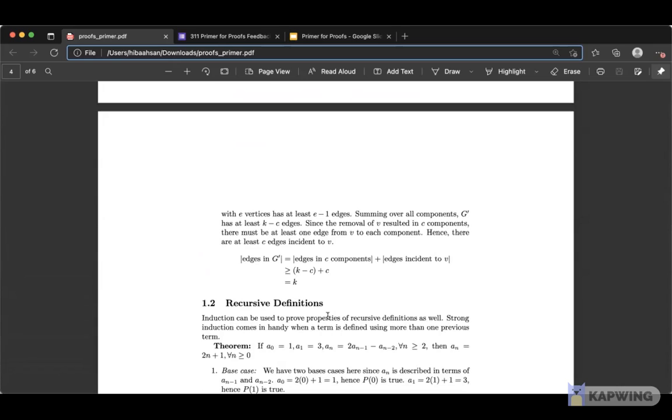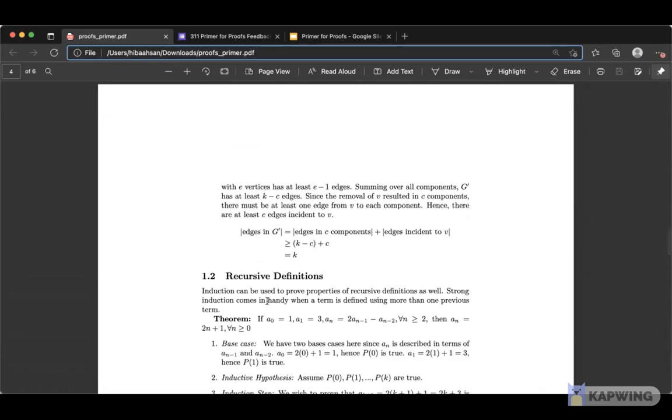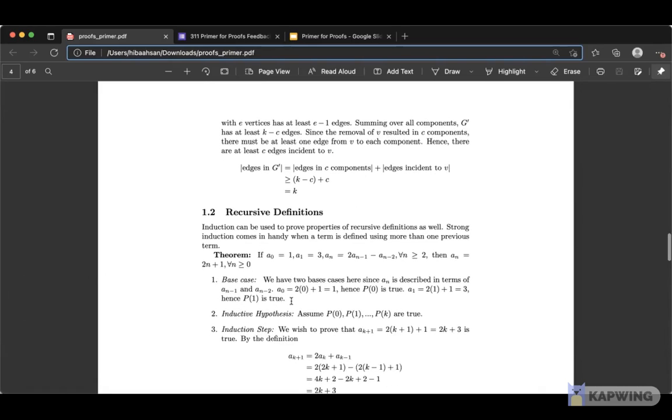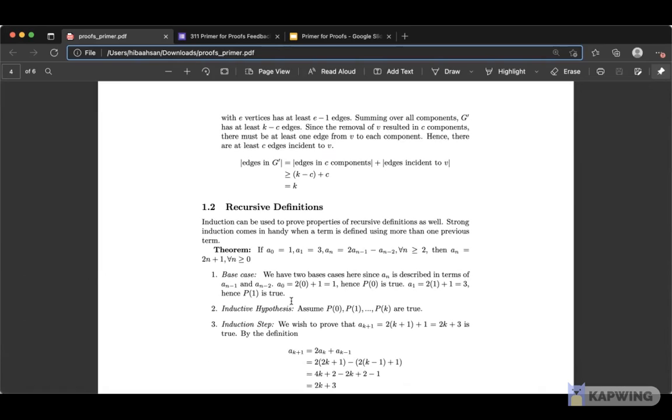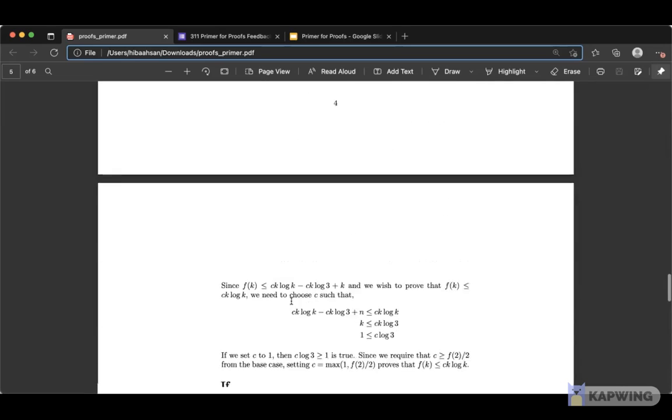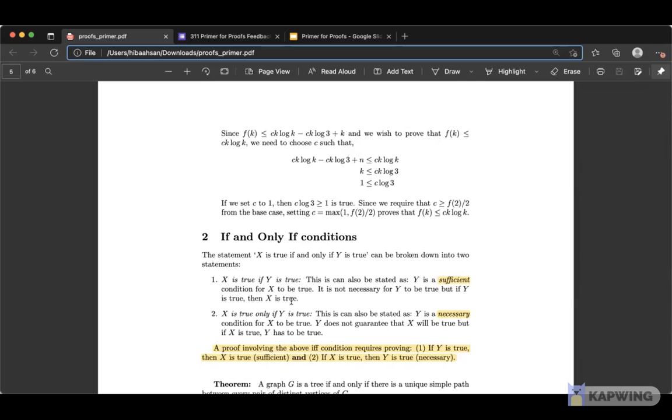Recursive definitions is an important part of 311, and we cover that over here as well and show how induction can be used to prove properties of recursive definitions. As you can see, the template is uniform. We start with base case and then move on to inductive hypothesis and then the induction step. It's the same throughout the examples so that the students have a common template to follow and that they do not get confused.